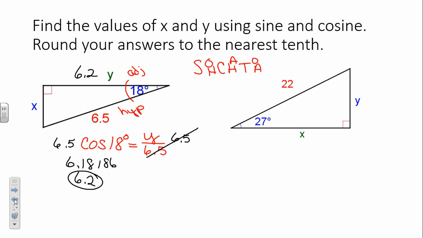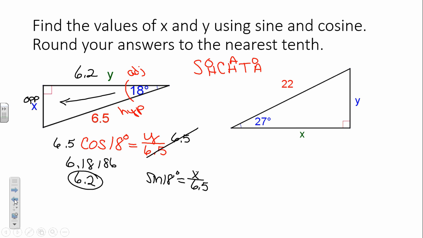How is it related to our angle? It's opposite. Now we're trying to find the opposite. If we made a mistake in finding our 6.2, we don't want to perpetuate that mistake by using it, right? So let's use the two parts that we already know. We know our angle and we know the hypotenuse. We're trying to find the opposite. So which part of our SOHCAHTOA are we using this time? The opposite over hypotenuse. So the sine of 18, angle always goes with the sine, cosine, or tangent, is the x over 6.5.